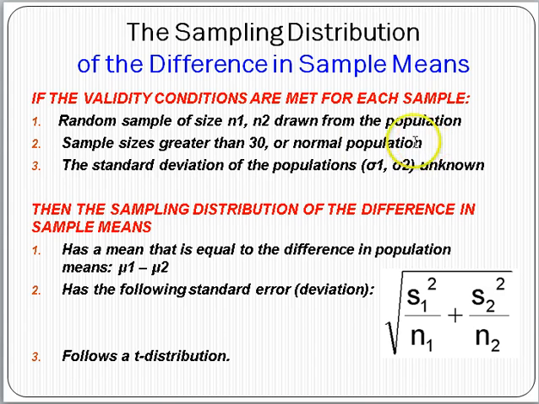So again, there are two populations, one for sample 1, one for sample 2. The standard deviations of the populations are unknown. So very similar conditions to the single sample case. If that's the case, then the sampling distribution of the difference in the sample means has a mean equal to the difference in the population means, has a standard error given by this expression, and also follows a t-distribution. Keep in mind the degrees of freedom of this t-distribution, which essentially tells you which t-distribution we're using, often is fractional in this case. So you can't use a table even if you wanted to.